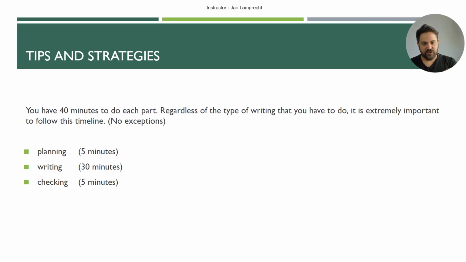If you plan, you will get a higher score. If you don't plan, you will not get as high a score as you should be getting. That's almost a fact. So take 5 minutes, plan, then write for 30 minutes. And then afterwards, you have to check.